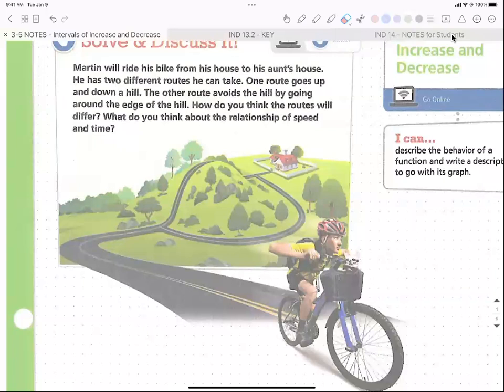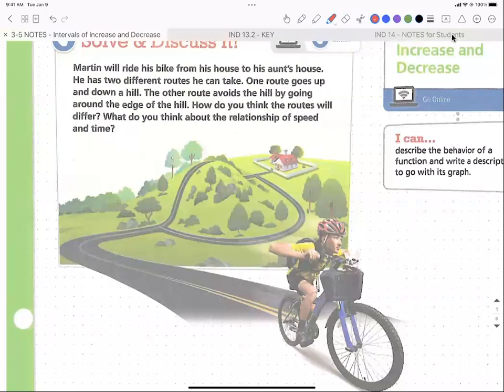So one of the terms that you will be introduced to in this section is the term an interval. And an interval is just a section of time on a graph that something is happening. And then when there's a change, that becomes a new interval. And then that will happen for a while. And then there's a change, that becomes a new interval.